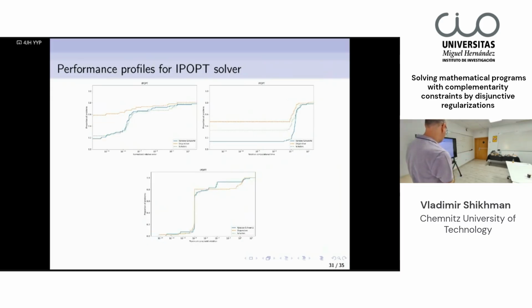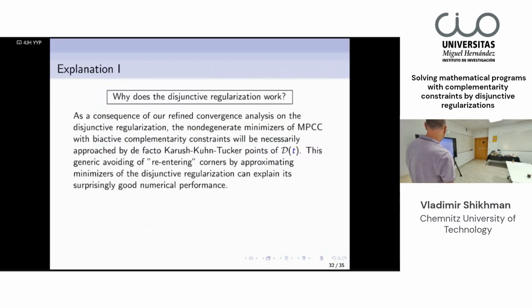And there is an explanation, of course, on this. Why does the disjunctive work? The disjunctive works because of what we discussed: minima from here cannot go here generically. They are somewhere here. So you have KKT, and all these NLP methods you try to solve the regularization with work in a standard case. That's why there is an explanation why the disjunctive is better than solving MPCC, just giving it to the solver. Disjunctive is better because these minimizers move somewhere else to KKT points, not staying in the kink.